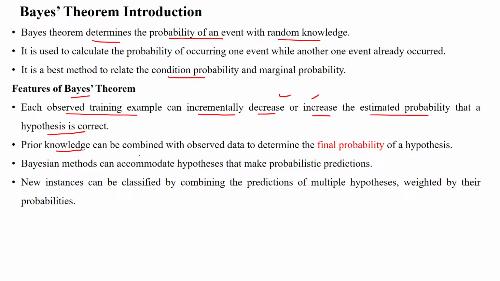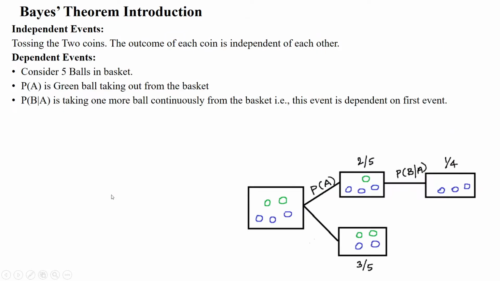The prior knowledge can be combined with the known data. Observed data means known data points to determine the final probability of the given hypothesis. The Bayesian methods can accommodate hypotheses that make probability predictions. The new training data points can be classified by combining the predictions of multiple hypotheses weighted by their probabilities. So these are all the features of Bayes theorem.